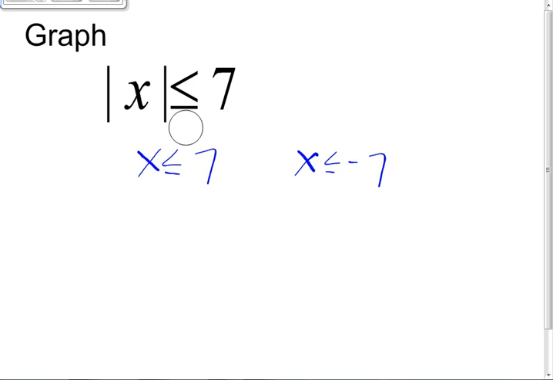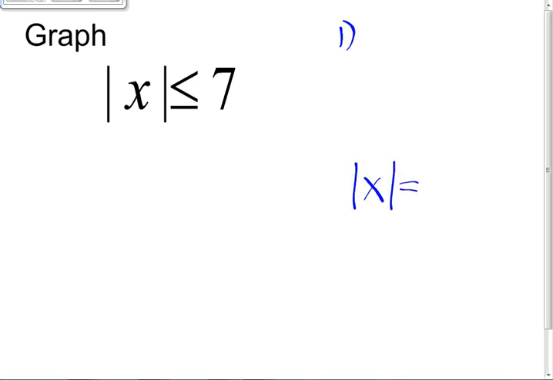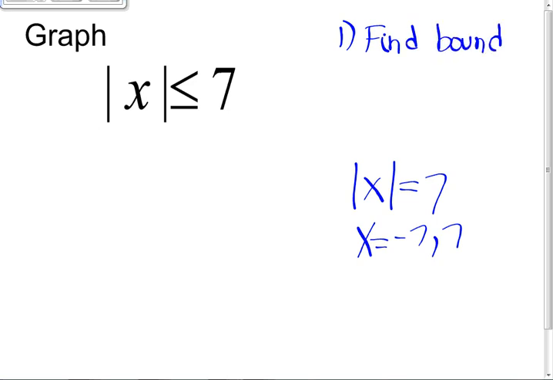So what we're going to do is solve the absolute value equation. We are going to find the boundaries. Because if you have absolute value of x equals 7, how many numbers make that true? 2. What are the 2 numbers? 7 and -7. Excellent. So we find the boundaries first.